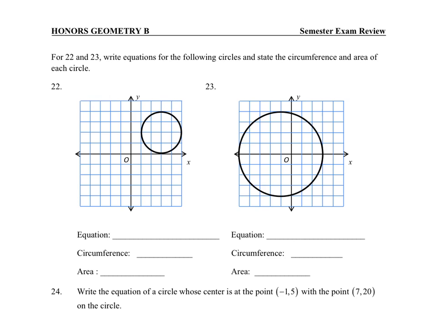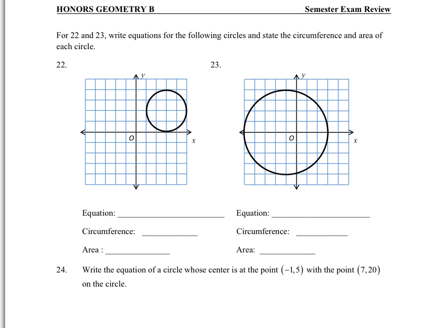For 22 and 23, write equations for the following circles and state the circumference and area of each circle. So the first thing we need to find is the center. We can kind of look and see where the farthest points of the circle are and meet in the middle. So here our center is going to be at 3, 2. And then we can see that from the center, we're going over 2 to the right, 2 to the left, 2 down, 2 up. So our radius is going to be 2.